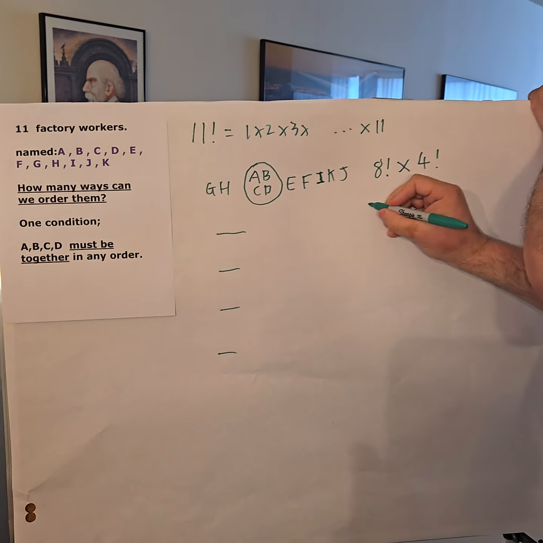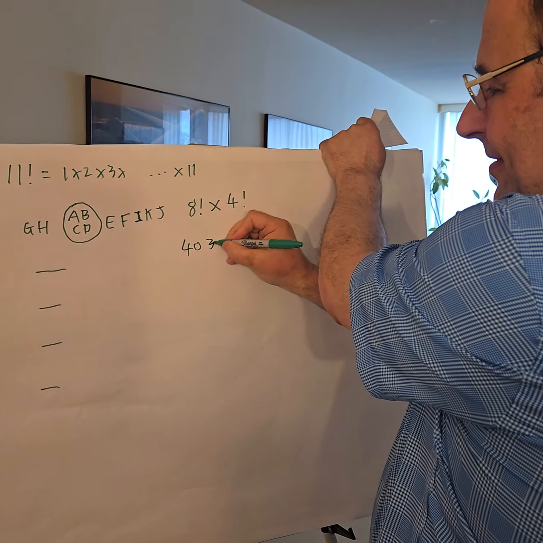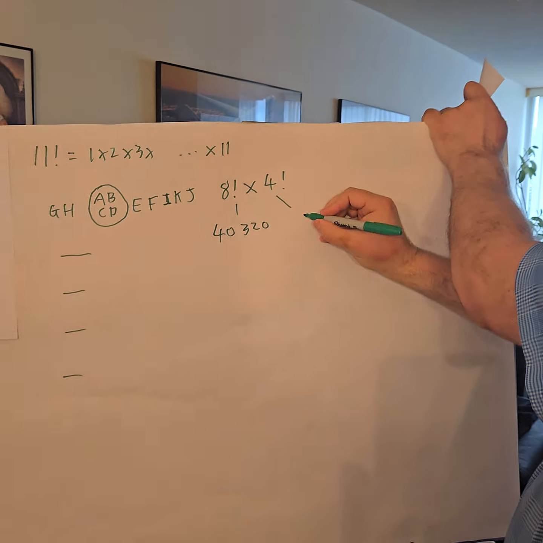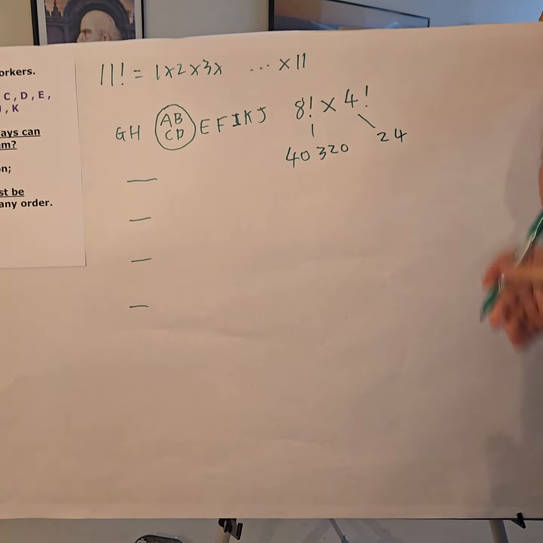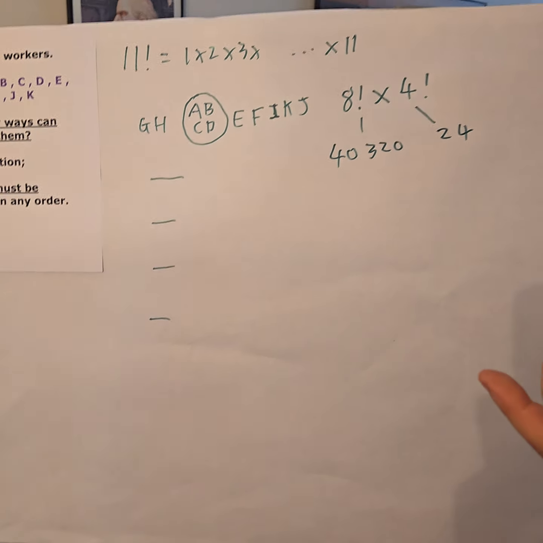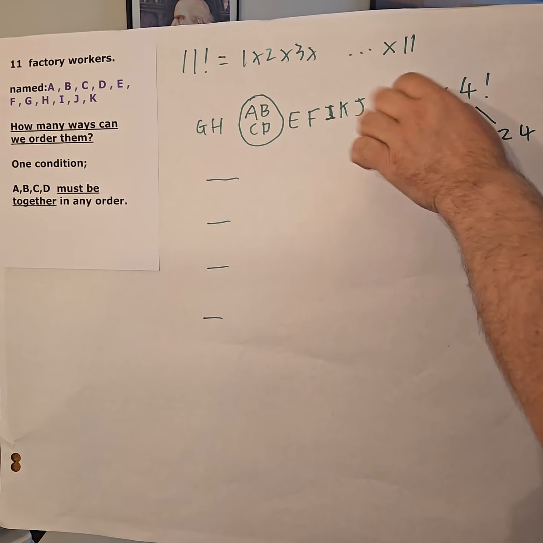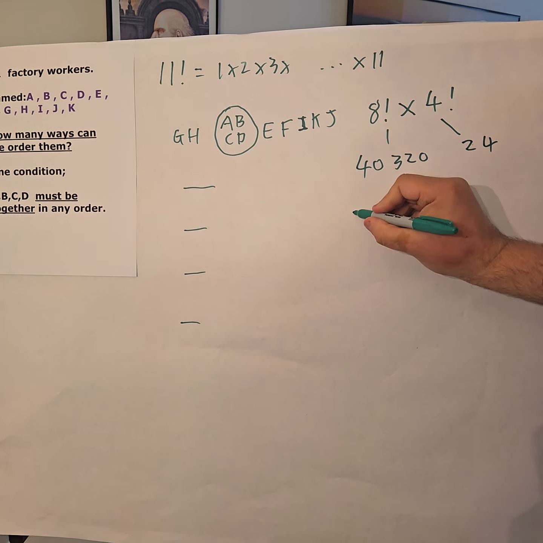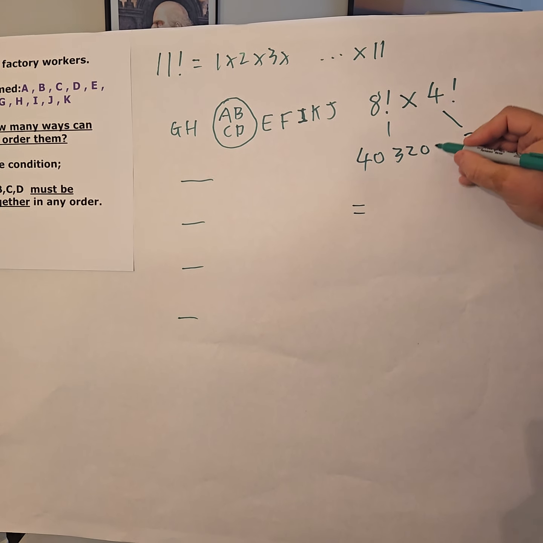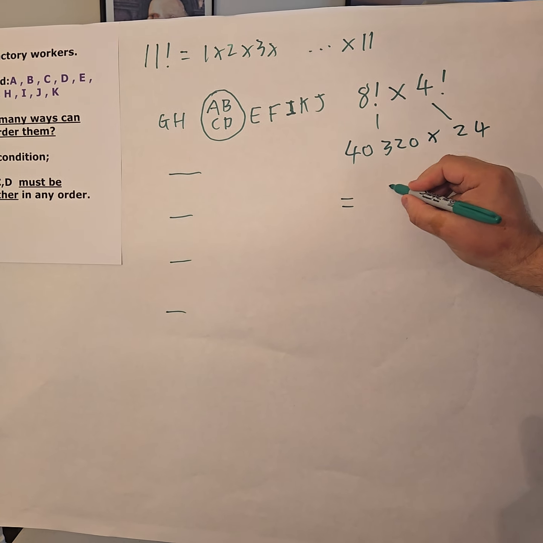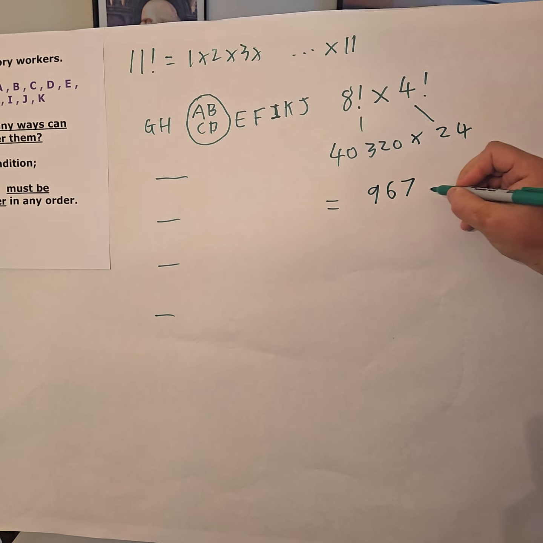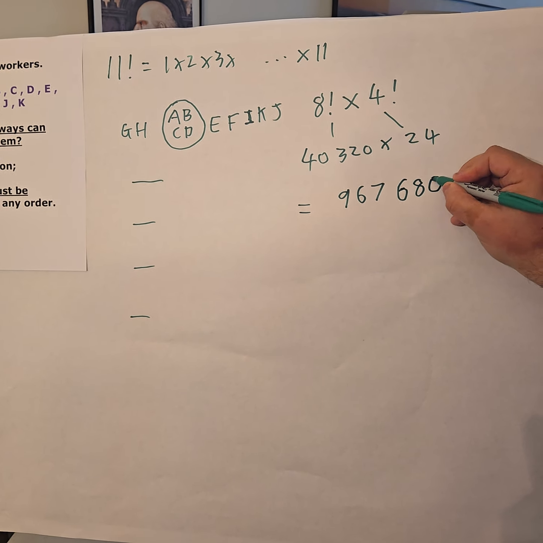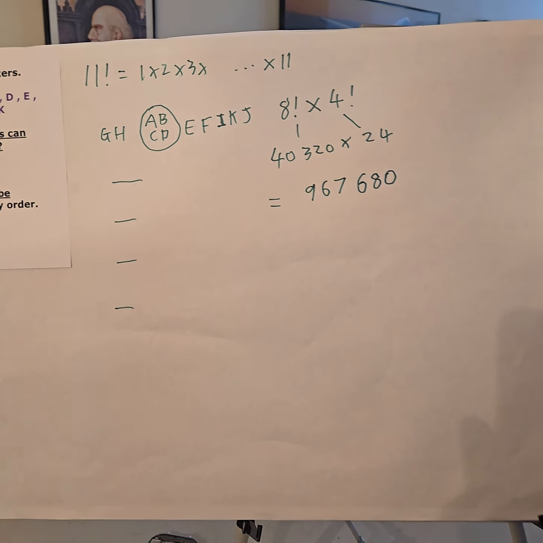8 factorial is 40,320, and 4 factorial is 24. And of course, with a calculator, you do whatever you're comfortable with. If you just plug in 8 factorial times 4 factorial equals, you're comfortable, that's fine. And we multiply those together, and we get 967,680. And that would be the answer to the question in this factory.